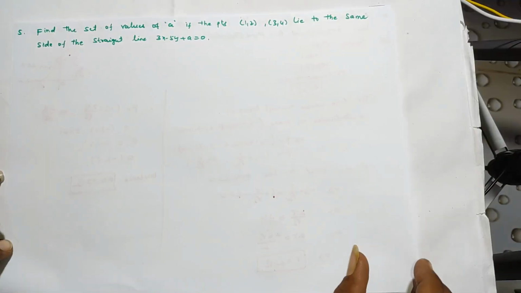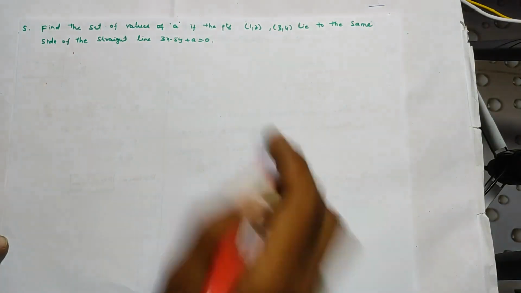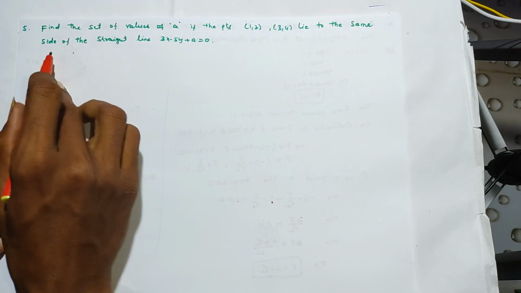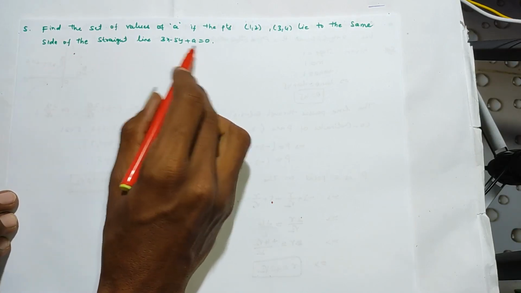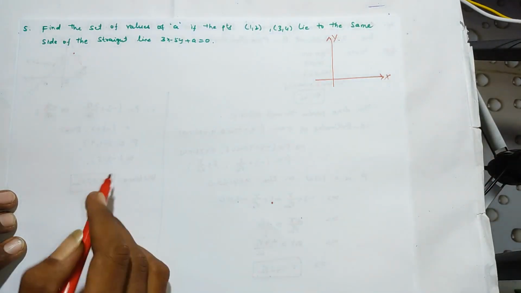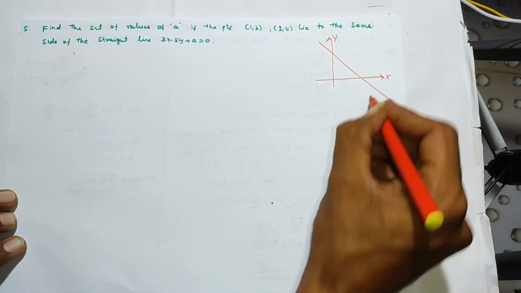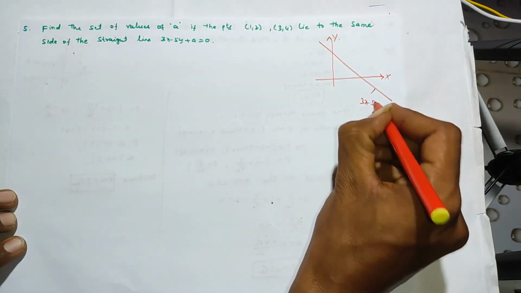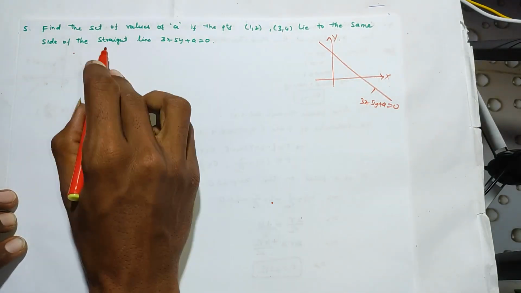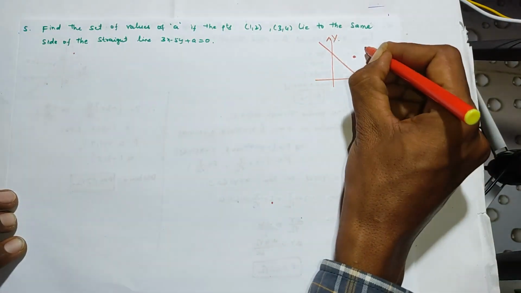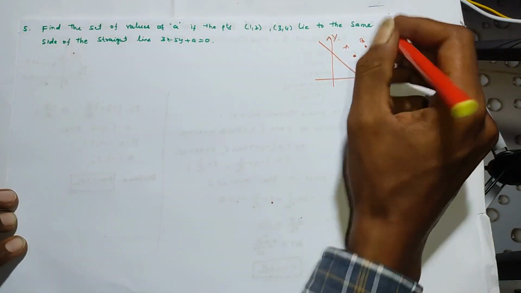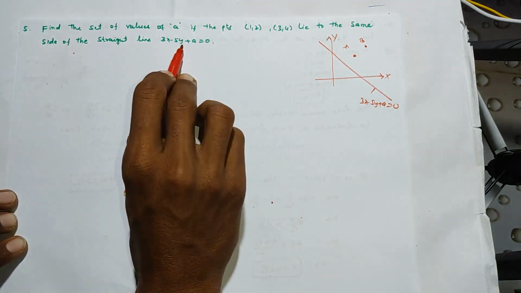Next problem. Find the set of values of a if the points (1, 2) and (3, 4) lie on the same side of the straight line 3x minus 5y plus a is equal to 0. See, this one is the x-axis and this one is the y-axis. Any straight line equation, 3x minus 5y plus a is equal to 0. Here, these 2 points lie on the same side of the line equation, means here, this one A and this one B, right? Now, here we have to find the set of values of a from this line equation.